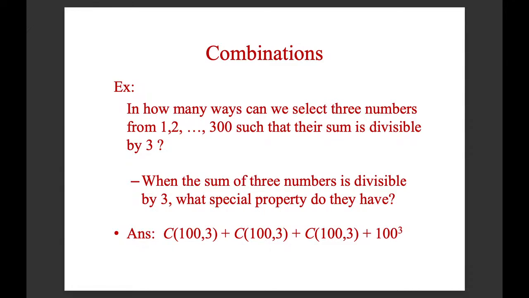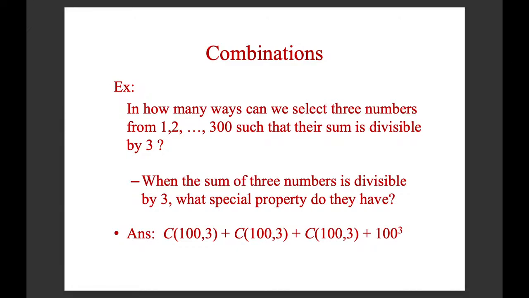And similarly, we can choose three numbers from the remaining group, group 2. How many ways are there? 100 choose 3. And finally, the last way is we can pick one number from each group. So it is going to be 100 times 100 times 100 ways of doing so. So that's why we get the answer.